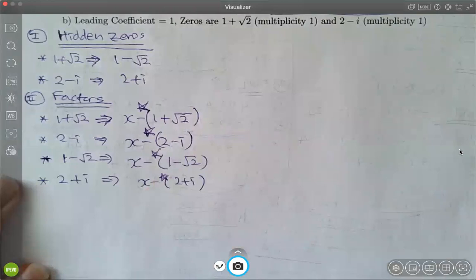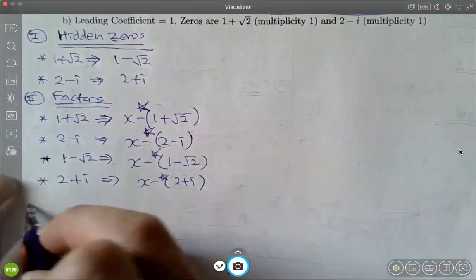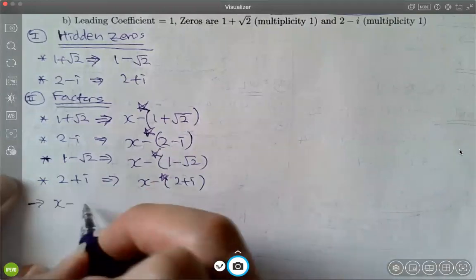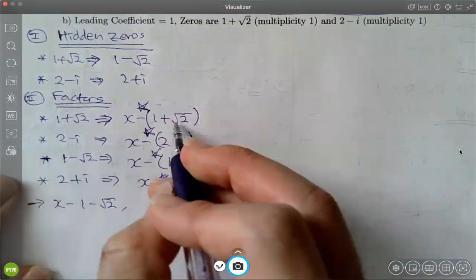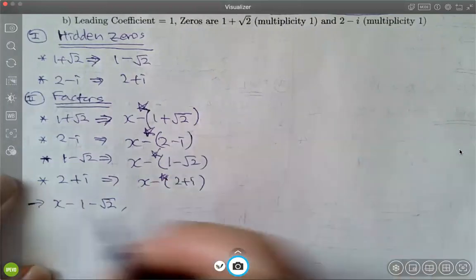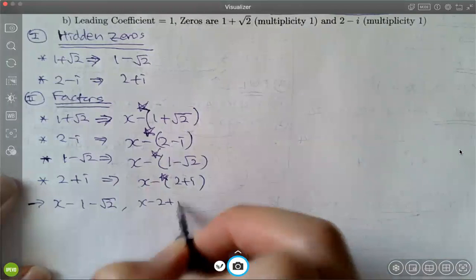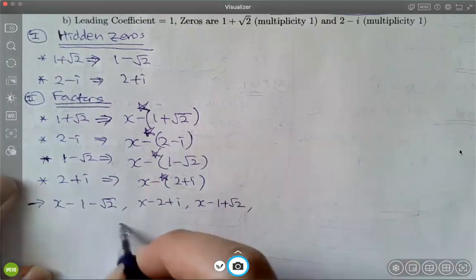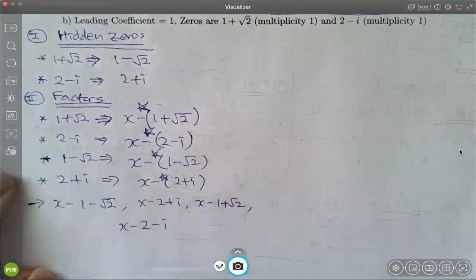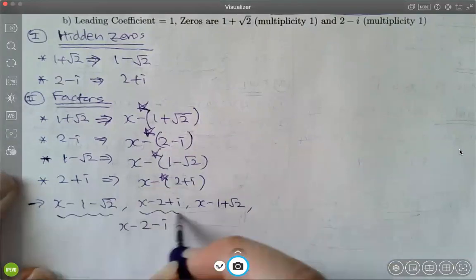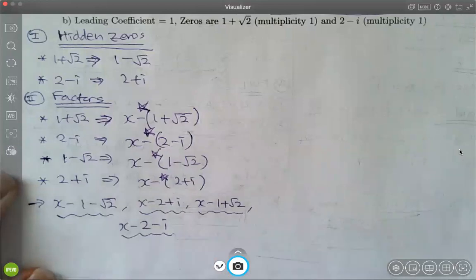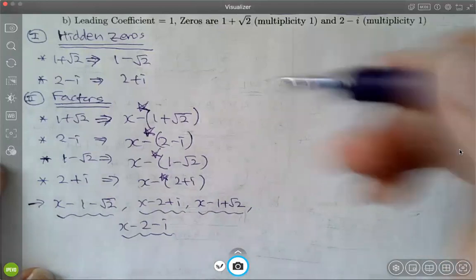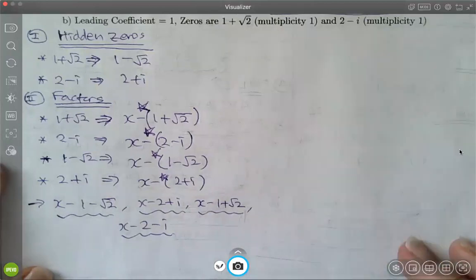Okay, so now let's clean things up. So what are the factors? X minus 1 minus square root of 2 by clearing parentheses. And then x minus 2 plus I. And then x minus 1 plus square root of 2. And then x minus 2 minus I. Okay, so these are the factors. Once we have the parentheses, we can clear them and get the correct factors.